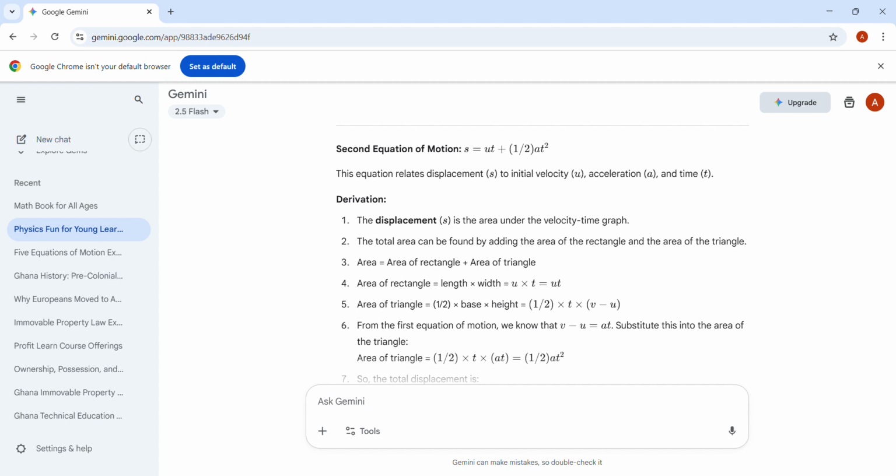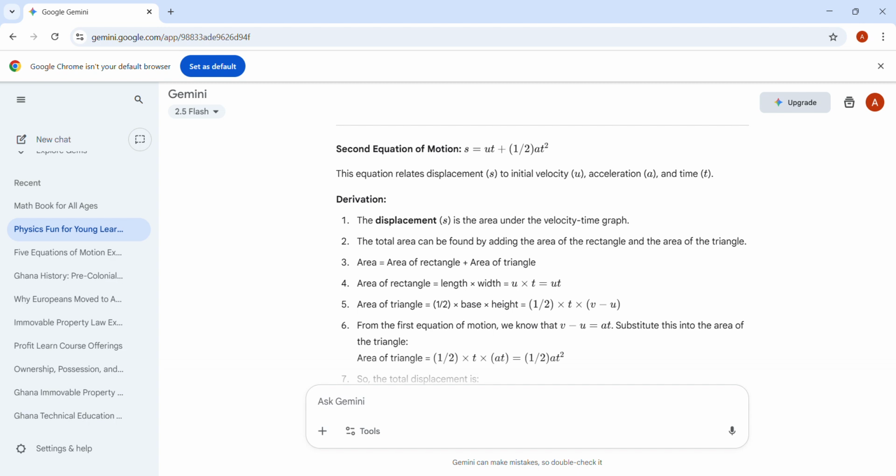So we have s is equal to v squared minus u squared over 2a. Now this a can cross, so that we have 2as is equal to v squared minus u squared, and therefore v squared will be equal to u squared plus 2as. That's the final equation.